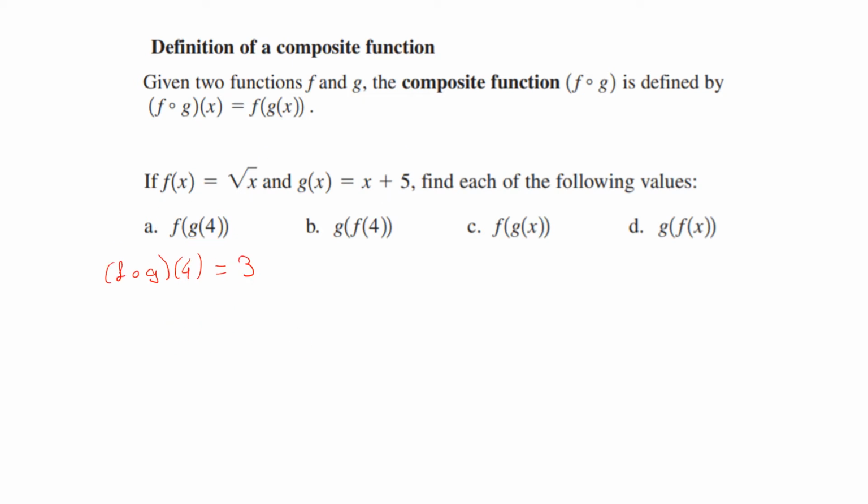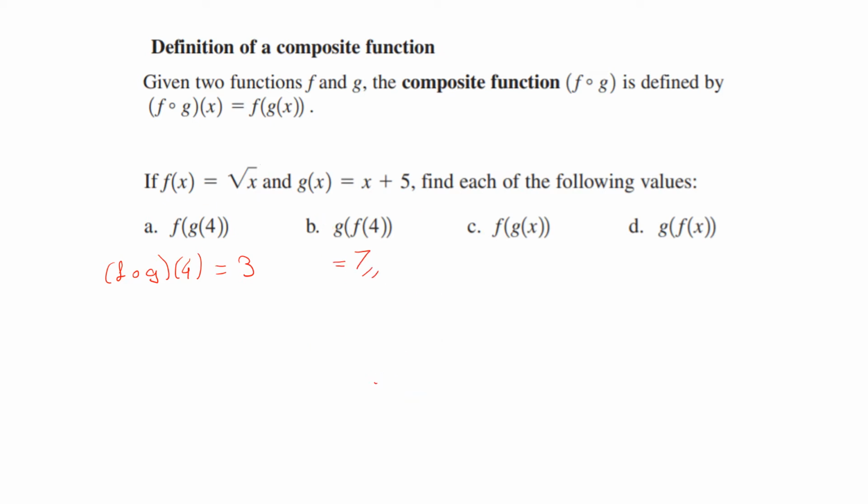Now for the second one, it's the same idea, but instead of g being inside, I have f. I start from the inside again, and plug 4 into f(x). So f(4) equals root 4, which gives me 2. Now I plug this into my outside function, which is g. So I'm trying to find g(2). Plugging 2 in for x, I get 2 plus 5, which is 7.